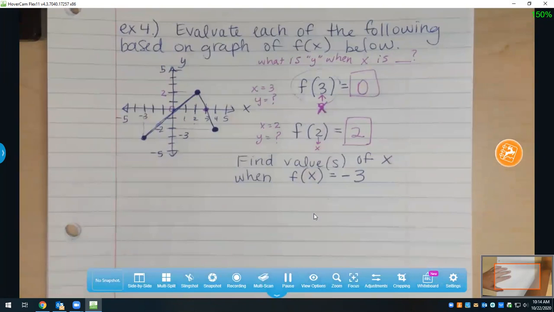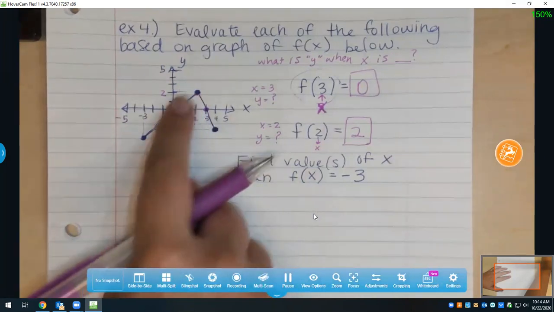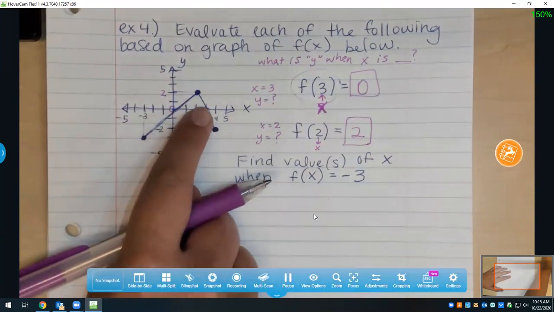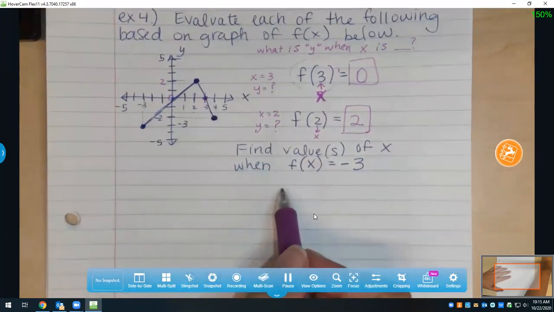Wait, so when x is 3, y is always 0? No, it just depends on what the graph is. But for this one, yes, but not every time. Don't try to memorize it like that.